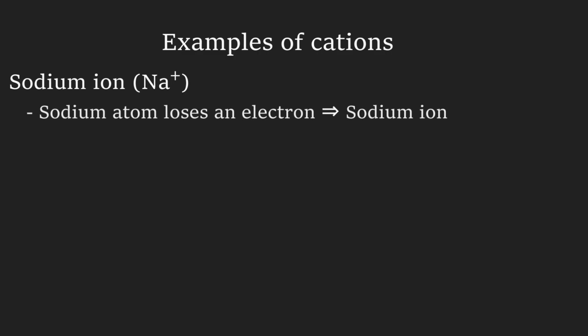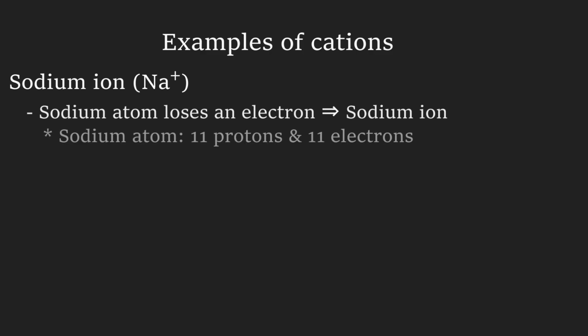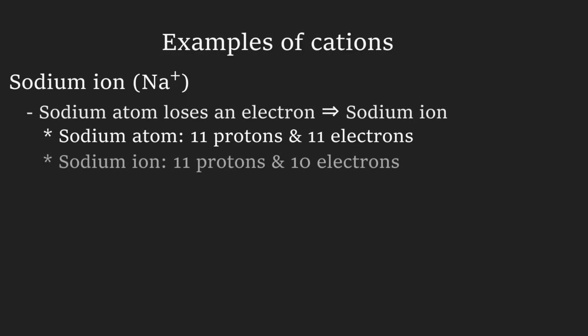Now let's look at two examples of cations. The first example of a cation is a sodium ion. When a sodium atom loses an electron, it becomes a sodium ion. Sodium has 11 protons and 11 electrons. When it loses 1 electron, it has 10 electrons, resulting in a +1 net charge. This makes it a cation.